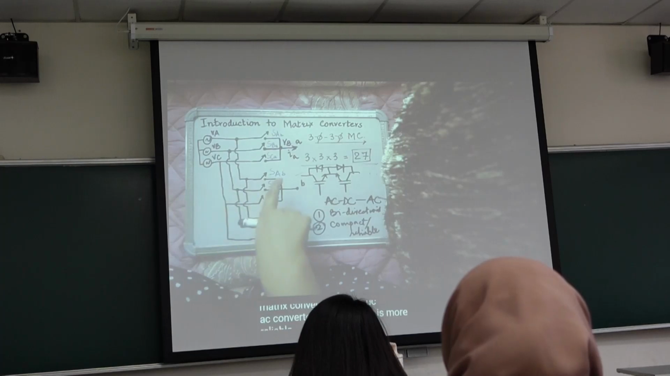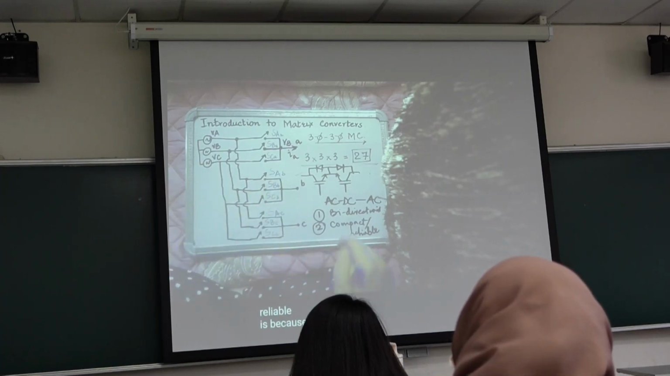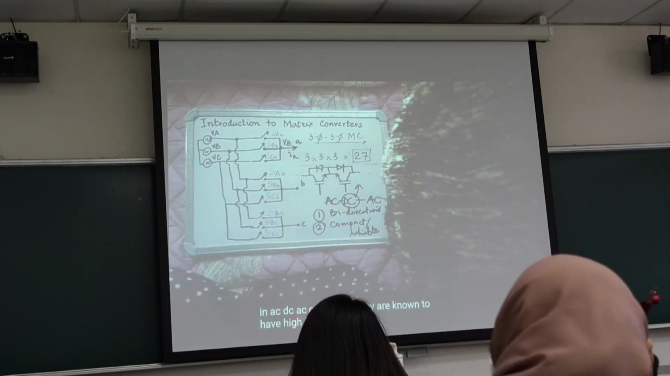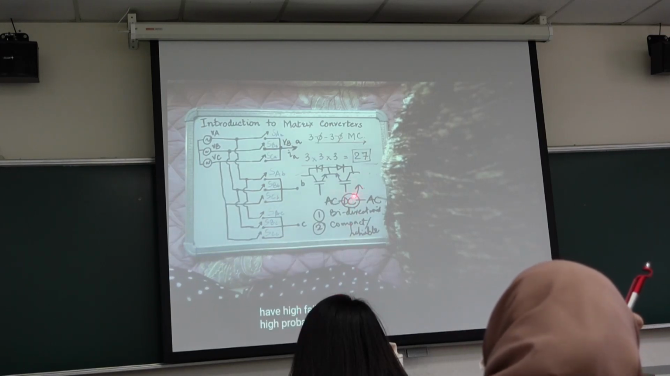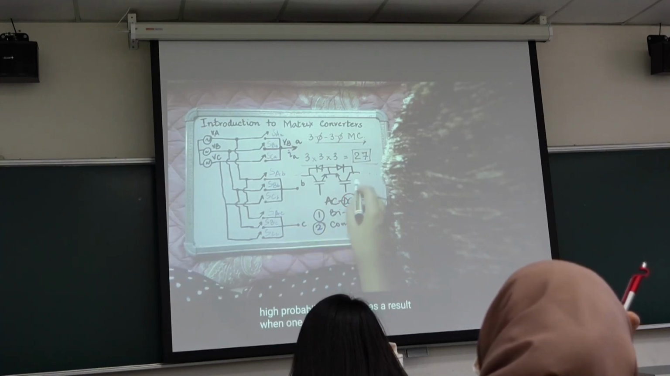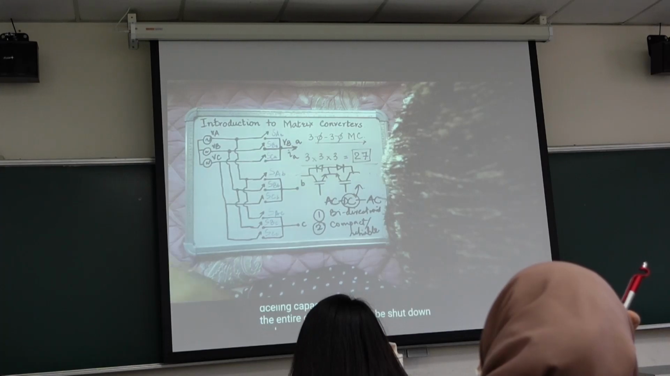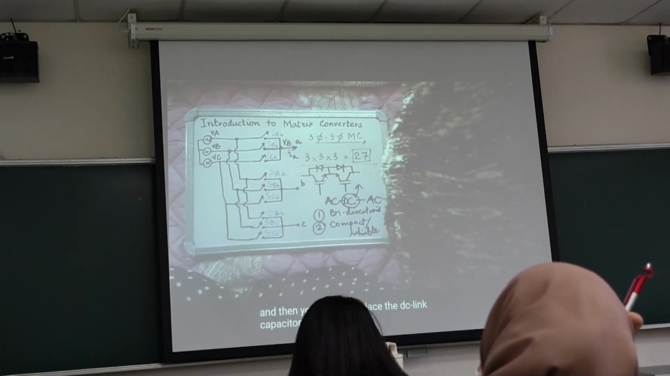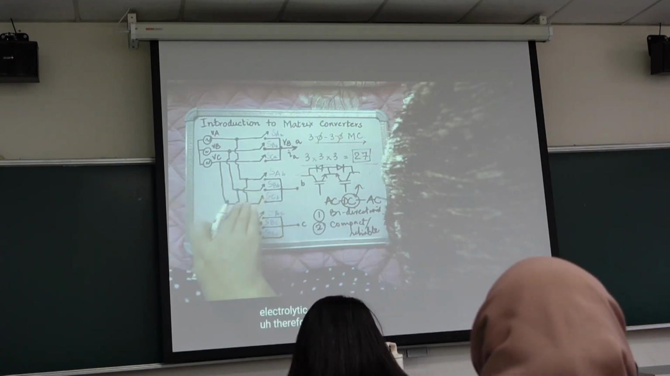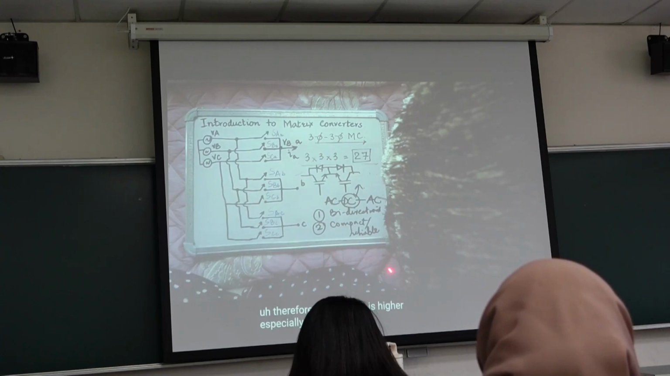The reason it is more reliable is because the DC link capacitors used in AC-DC-AC converters are known to have high failure rates. An electrolytic capacitor is a component with a limited life. Every 4 years or so, the DC link capacitor fails, and then you have to replace the huge capacitor. This is a matrix converter, so we do not have any capacitor. Therefore, its reliability is especially better.